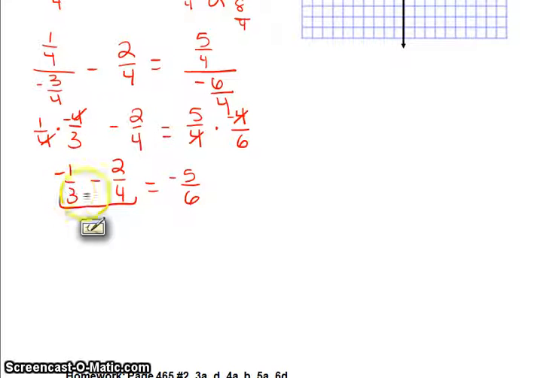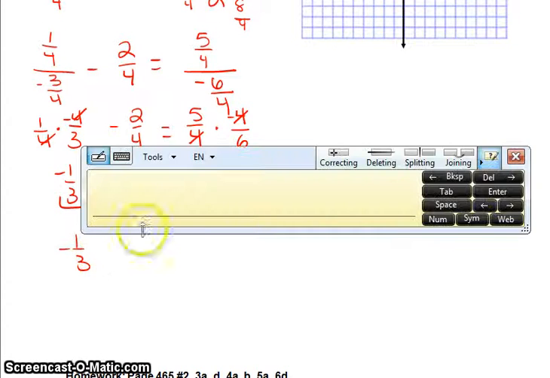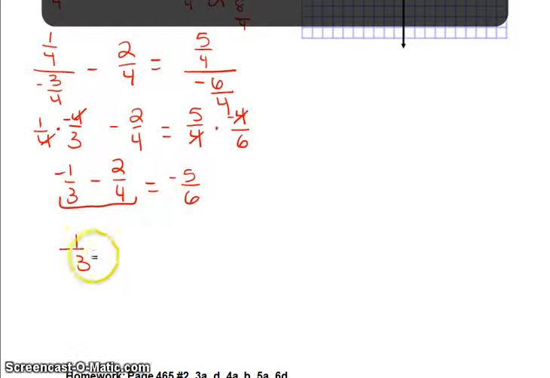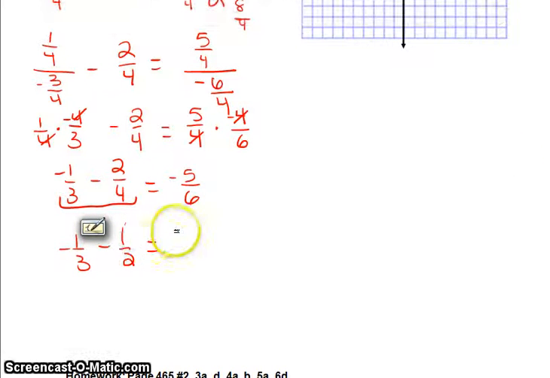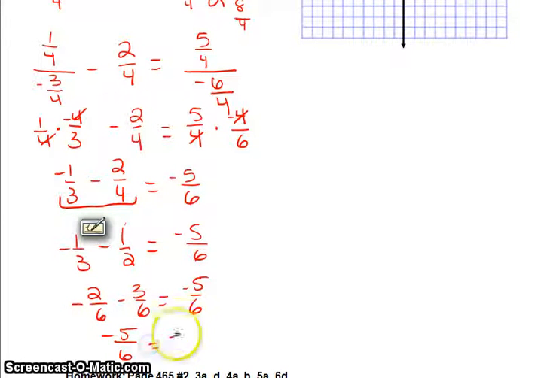I'm going to first simplify 2 over 4. So that is equal to negative 1/2 is equal to negative 5 over 6. Then changing that into a common denominator of 6, we have negative 2 over 6, subtract 3 over 6 is equal to negative 5 over 6. And then when you subtract these two, we have negative 5 over 6 is equal to negative 5 over 6. And so that is obviously correct, okay?